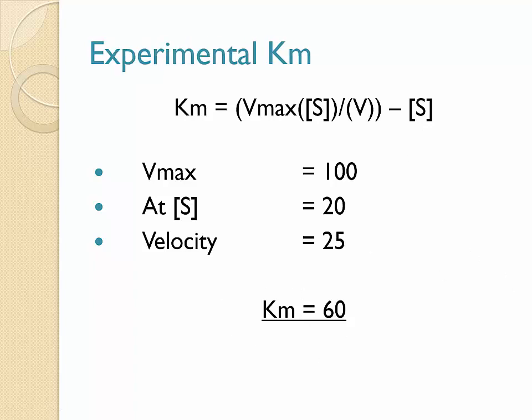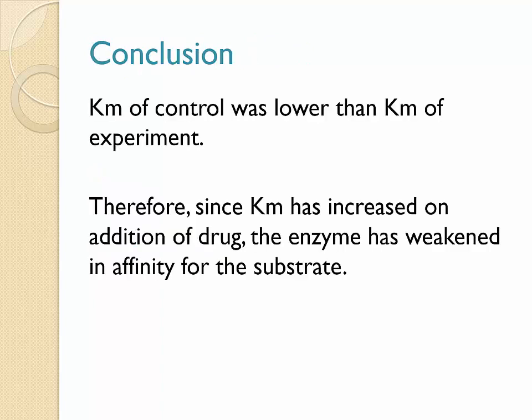So we can see that the Km did in fact increase. So the Km of control was lower than the Km of the experiment. Therefore, Km increased. And that means the inhibitor did weaken the enzyme's affinity for the substrate. If this isn't clear, please go back, review the definitions of Km, review the Michaelis-Menten equation, and do this calculation on your own with some different numbers. Be sure you can work with the equation.